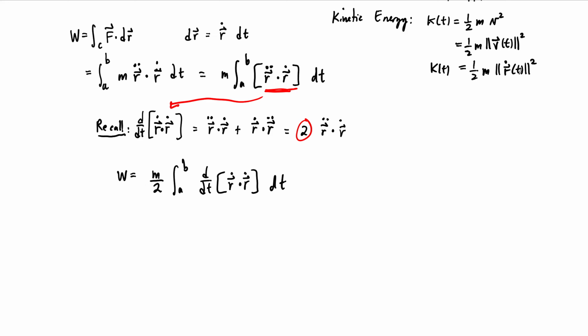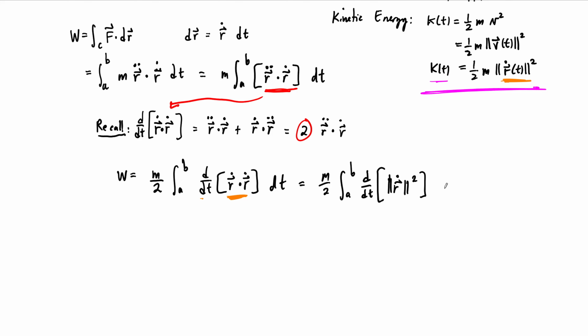And at this point you're probably remembering, and now you start to see where we're heading. Look at this over here. There's a 1/2 m, there's something involving r dot. That's our kinetic energy, right? And at this point, if you haven't already remembered, you should hopefully be thinking, all right, Justin, this r dot dotted with itself, that's exactly the length of r dot squared, right? And so we can replace it by that and write this as m over 2 integral from a to b of the derivative of the length of r dot squared dt.